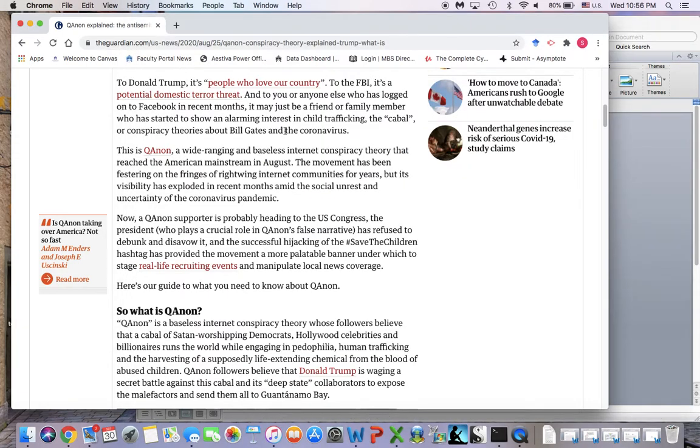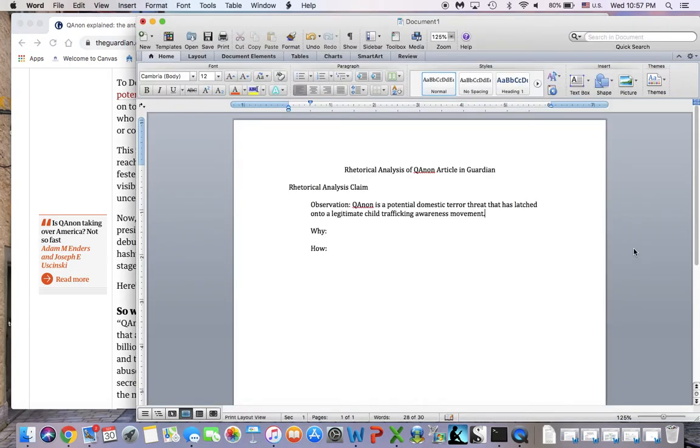What else in the observation? Anything else up here? Yeah, so it has its conspiracy theories about the cabal. Okay. We're going to add another sentence to our observation. It peddles conspiracy theories.